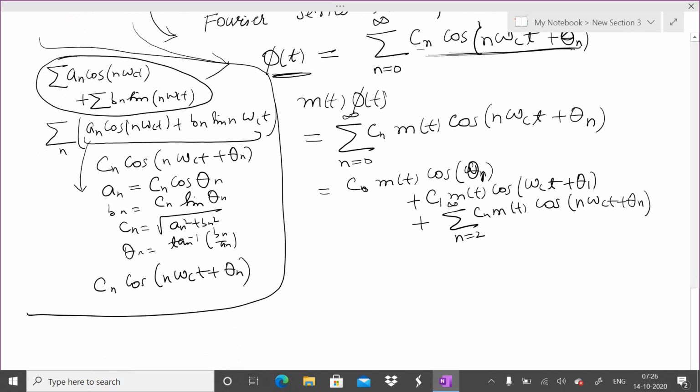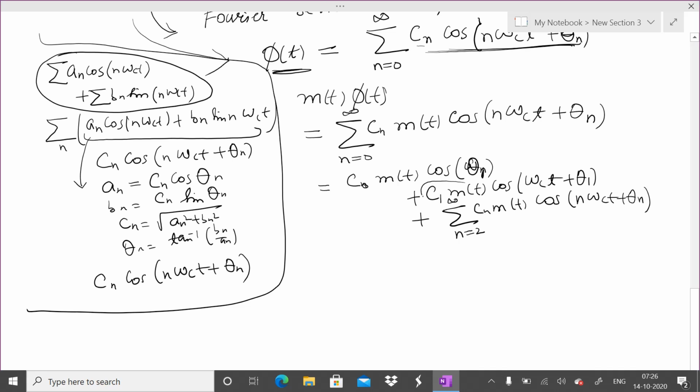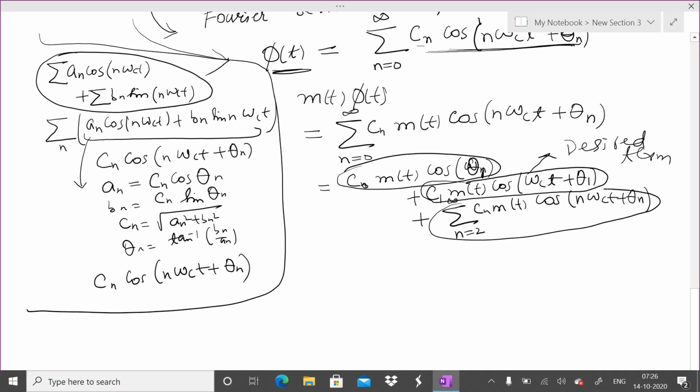Okay, now if you see again the second term, this is the desired term, and all other terms are unwanted terms, right? And again, if you put a band pass filter around omega c, that will only allow this term.